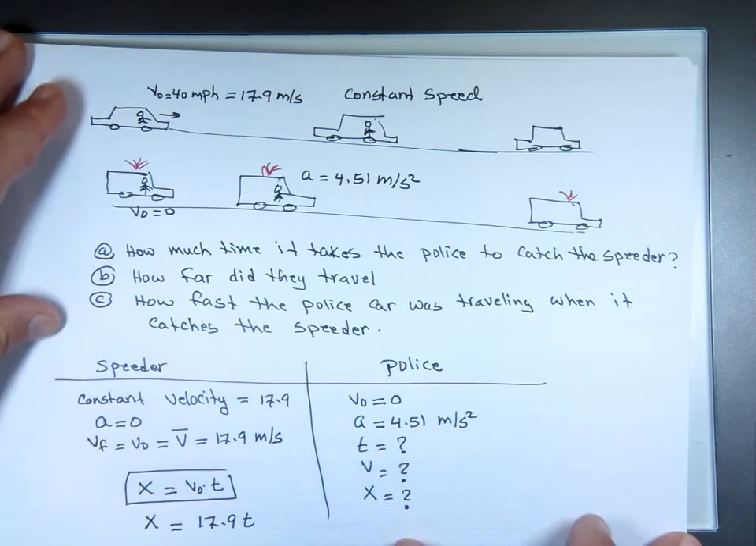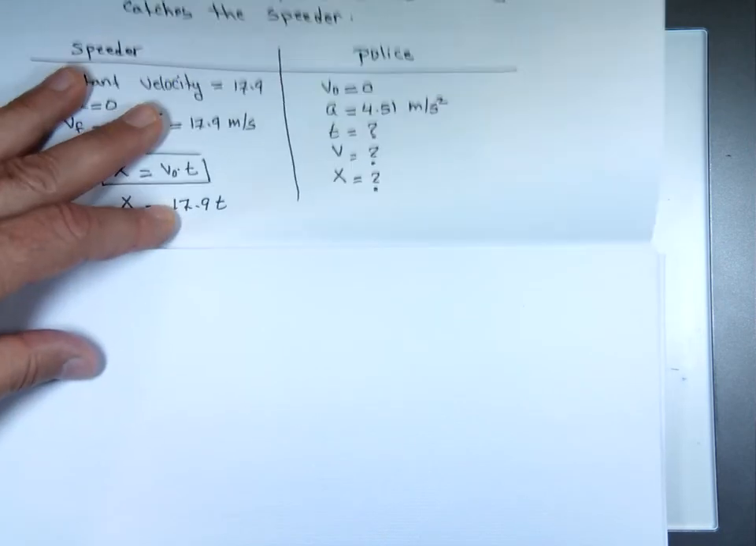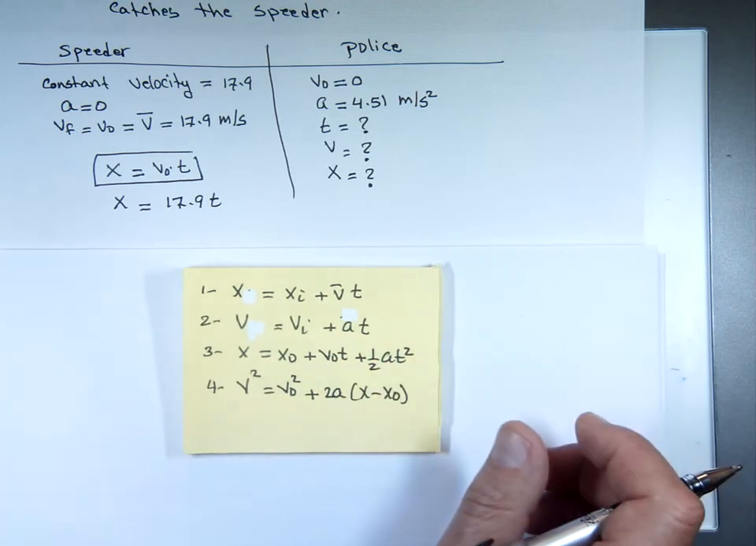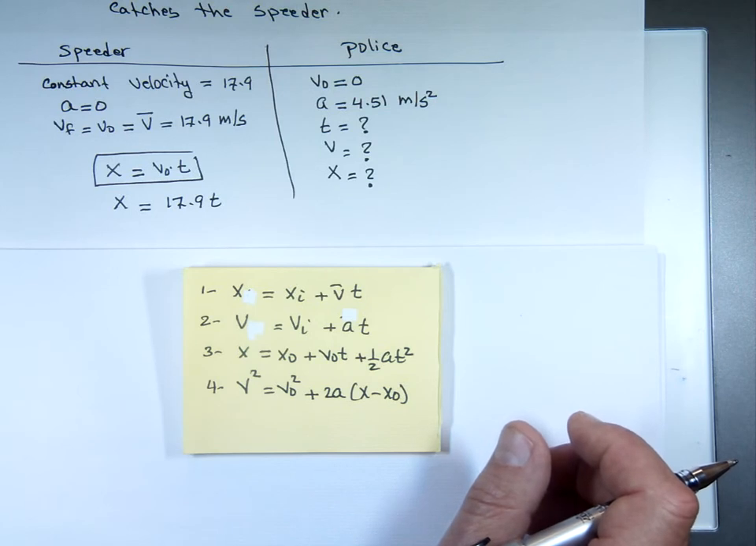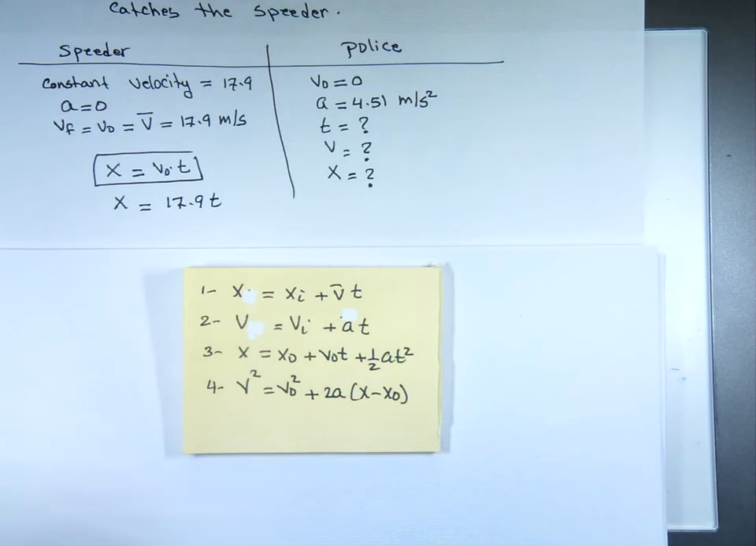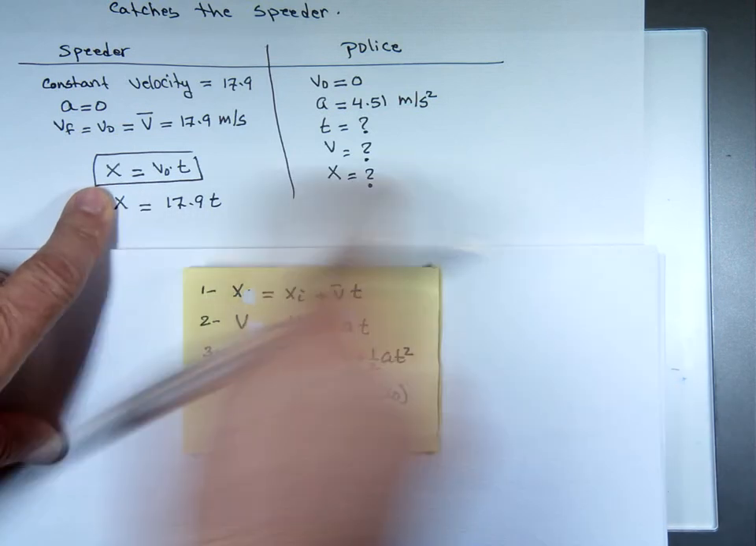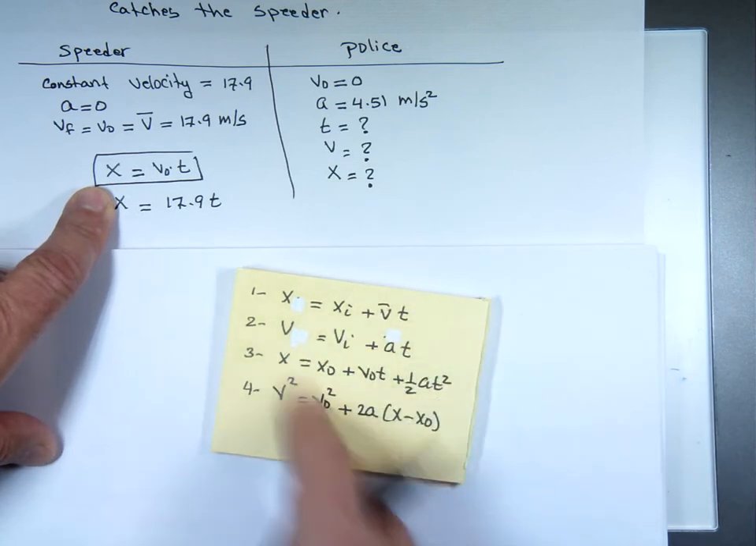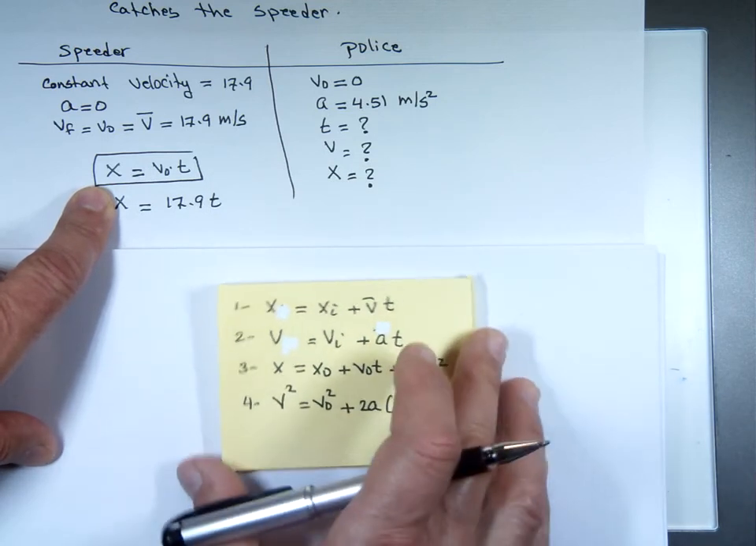So let's see if I put my equations up here, if I can find something useful here. Here's my equations. I know the distance traveled by both cars is the same. I know the time is the same. It has to be the same. So the time and the distance have to be the same for both of them. So I got to find an equation here that has x and t in it, because the time is the same and x is the same. So I got to look at my equations. Is there an equation that has x and t in it?